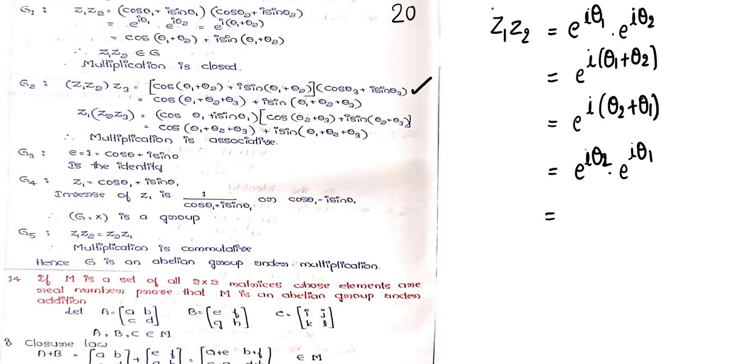e^(iθ2) is nothing but z2. e^(iθ1) is nothing but z1. Therefore, we get z1 × z2 equals z2 × z1. Therefore, the commutative law is satisfied. Hence, we can say that (G, ×) is an abelian group.